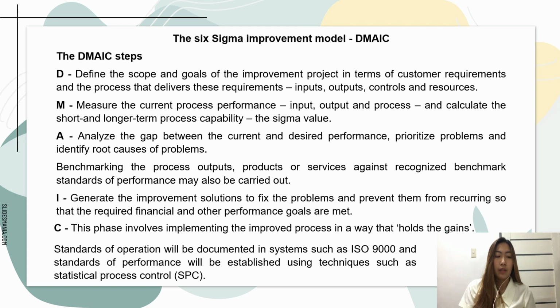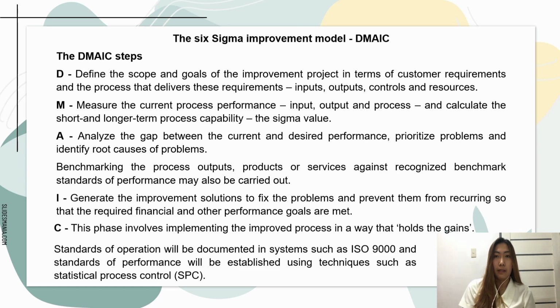Then next is I, generate the improvement solution to fix the problems and prevent them from recurring so that the required financial and other performance goals are met. Then lastly is C. This phase involves implementing the process in a way that holds the gains. Standards of operation will be documented in systems such as ISO 9000, and standards of performance will be established using techniques such as statistical process control.